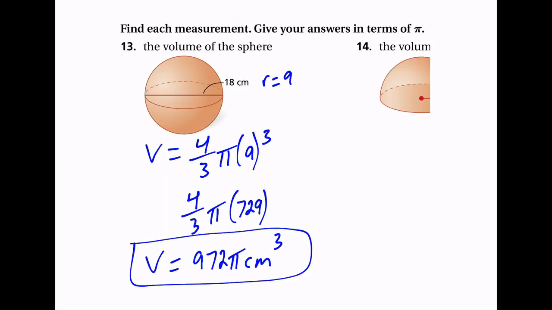Switching back to volume for number 13. If the diameter is 18, the radius is half of that, 9. We plug that in. If we take 9 and we cube it, 9 times 9 times 9, that gives us 729. Multiply that by 4/3, and we get 972 pi centimeters cubed. Volume is in 3 dimensions.